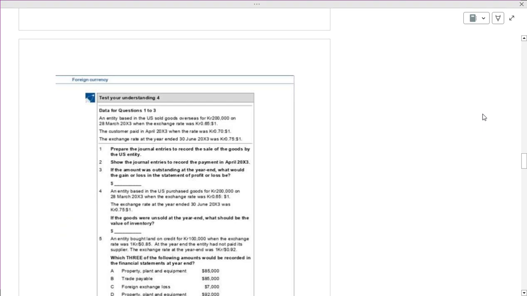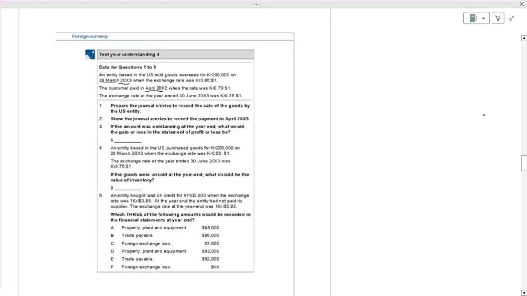Now, we will complete this. An entity based in the US sold goods overseas. Based in the US, sold, sale means receivables. When the exchange rate was this much, they sold it on March 2003. The customer paid in April when the exchange rate was this much. The exchange rate at the year end, 30th June, is this much.